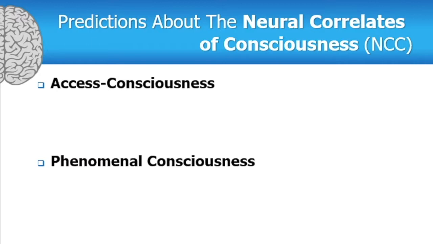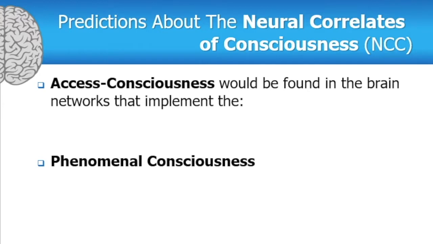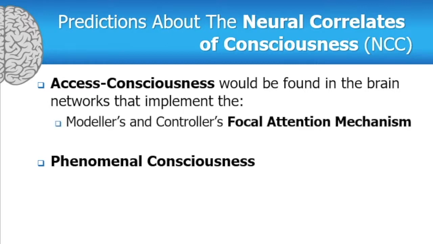Let's see what this model would say about the NCCs for access consciousness. The prediction is that the access consciousness NCC would be found in the brain network that implements the focal attention mechanism that exists in both the modeler and the controller. For example, if we were talking about access consciousness for visual focal awareness, the NCC would probably start at the back of the brain where the primary visual cortex is located, and go all the way to the frontal lobes where the controller is probably implemented.